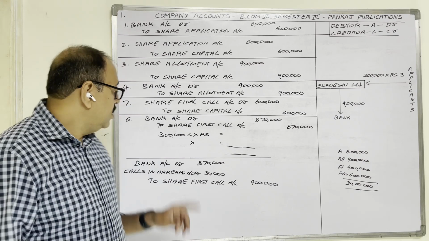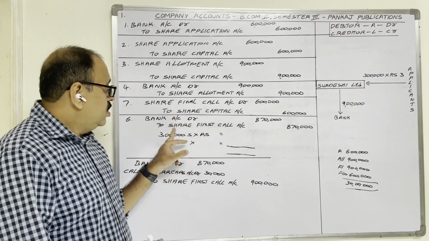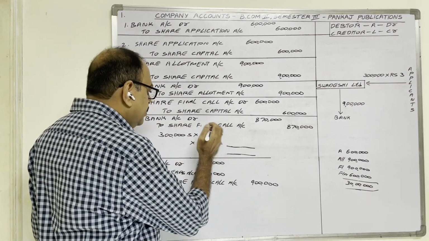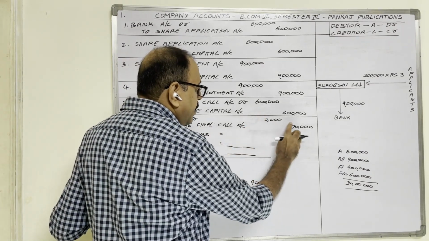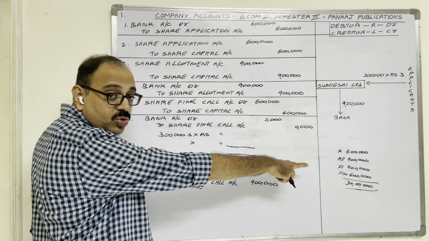Then 8th entry is like 6th entry. Bank account debtor to share final call account, amount will be on 3 lakh shares. Final call per share is 2 rupees, no?